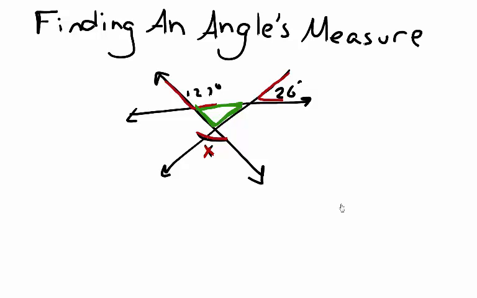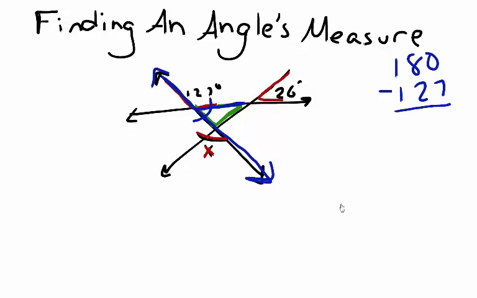We know that they sum to 180. So if we start by finding the supplementary angle to our 127 degree angle, in other words, if we evaluate the straight line and look at our angle of 127 degrees, because supplementary angles sum to 180 degrees, we know that this angle must be 180 minus 127, or 53 degrees.